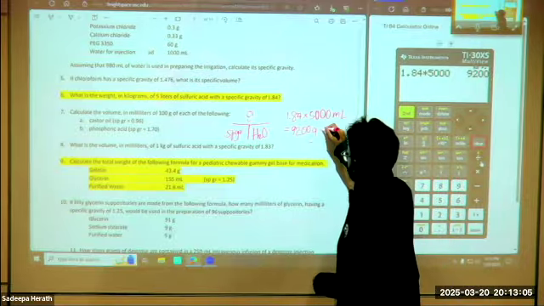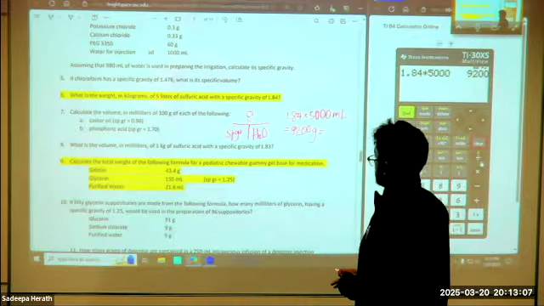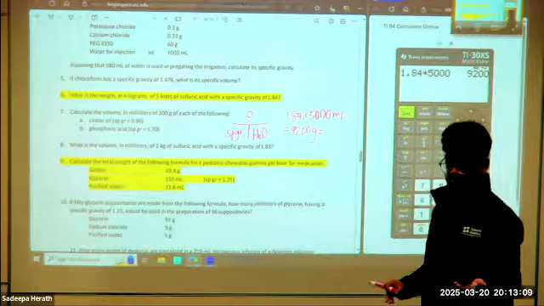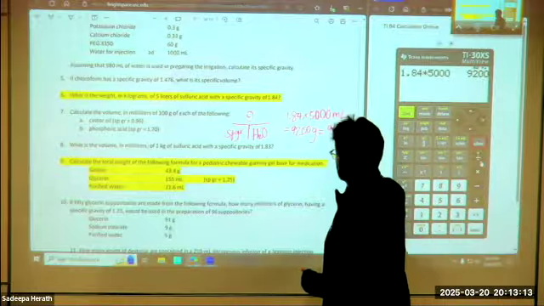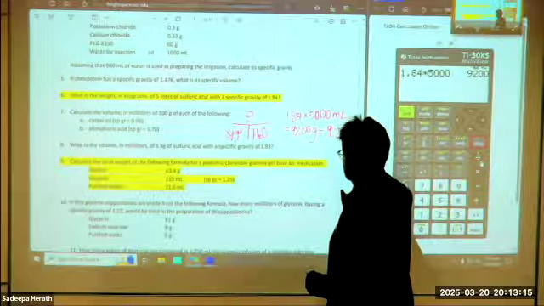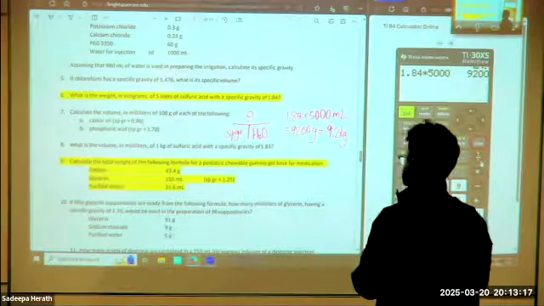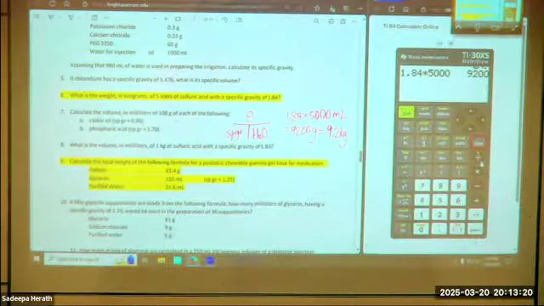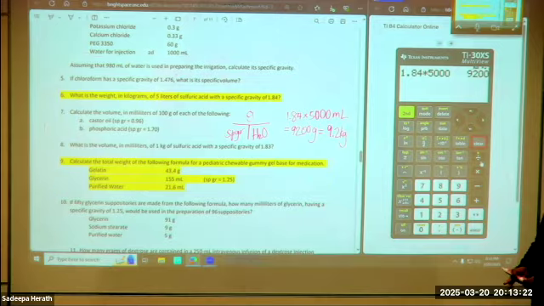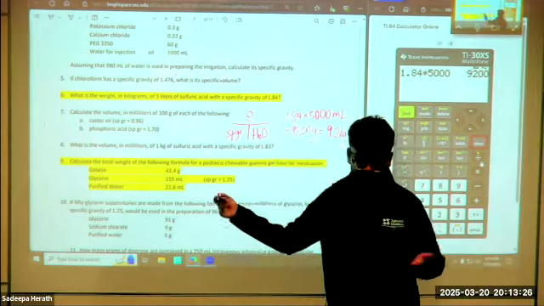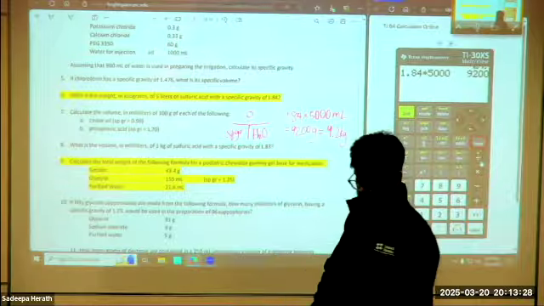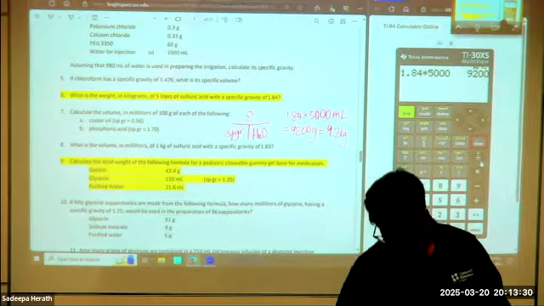1 kilogram is 1,000 grams, so divided by 1,000, 9.2 kilograms. And that's correct. So use this to your own benefit. I feel like it helps. It's up to you if it helps you.